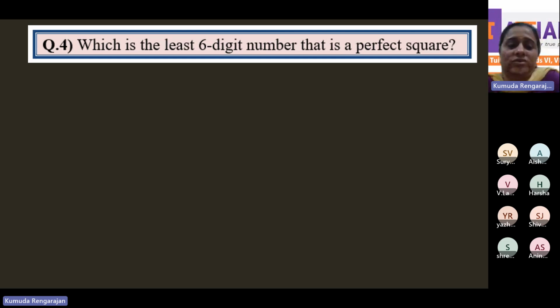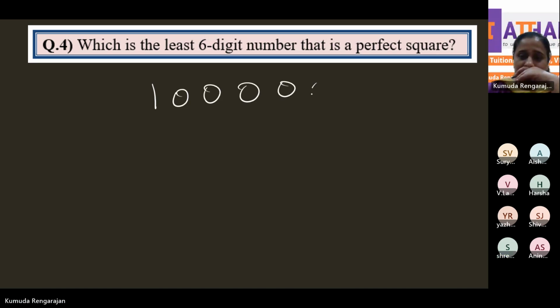Now see this question. Which is the least 6-digit number that is a perfect square? That is the smallest. You'll have to find the smallest 6-digit number, which is a perfect square. So which is the smallest 6-digit number? 1 lakh. 1 followed by how many zeros? 5 zeros.